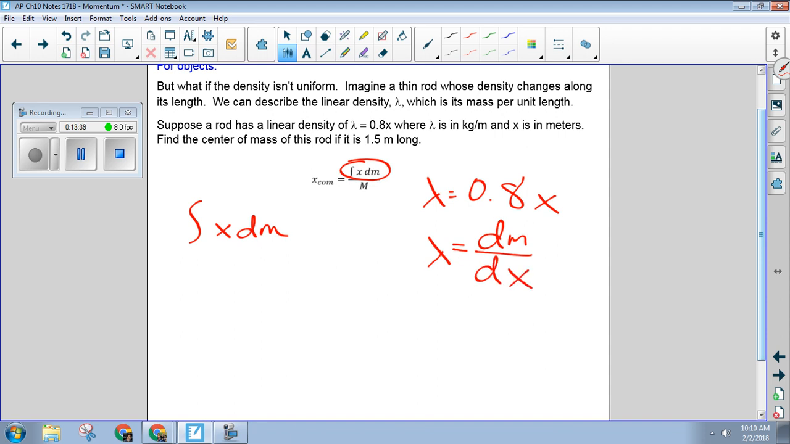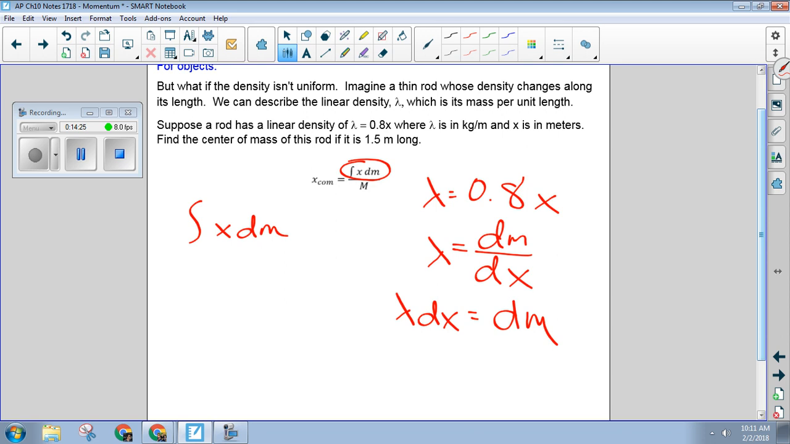So here's the calculus trick we're going to do. Our problem is we're trying to integrate x with respect to mass, but we don't have an expression for x in terms of mass. So I'm going to rearrange this and solve for dm. If I multiply both sides by dx, you get lambda dx equals dm. Some of you are going, there's no way I would have figured that out. You don't need to, because it's going to be the same exact thing every time you do one of these. Just remember, when you're doing these center of mass problems, you rewrite your dm as lambda dx.